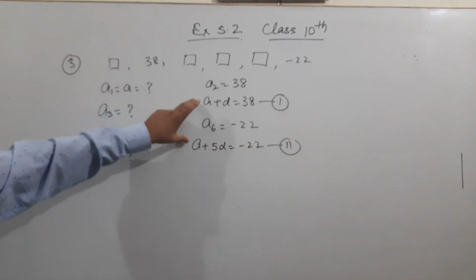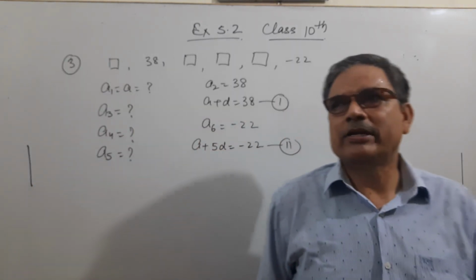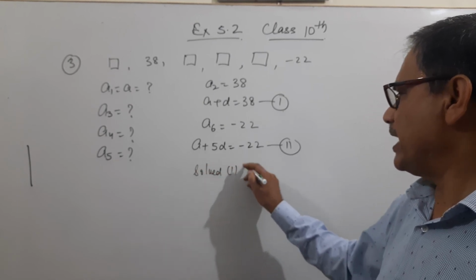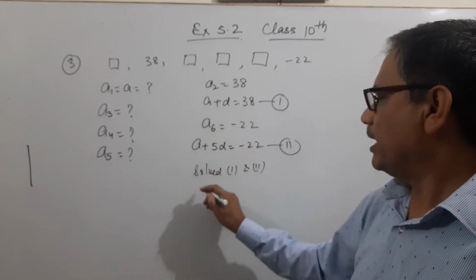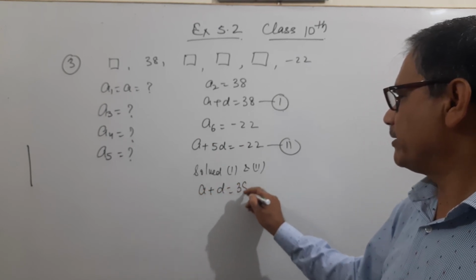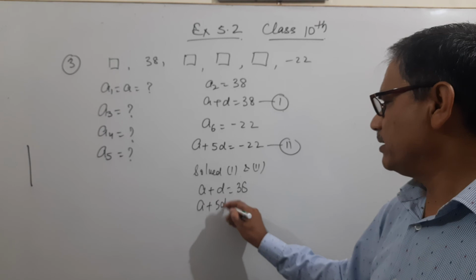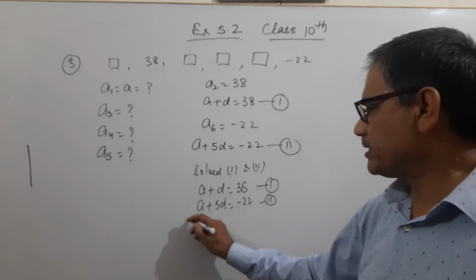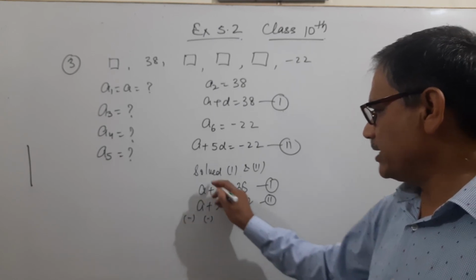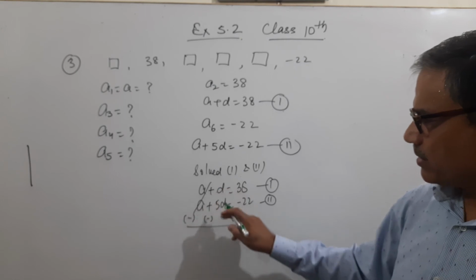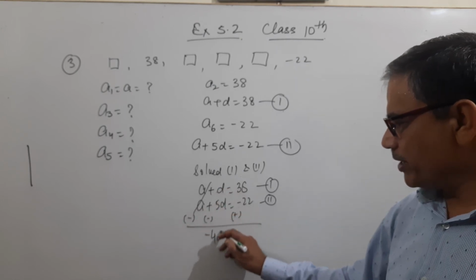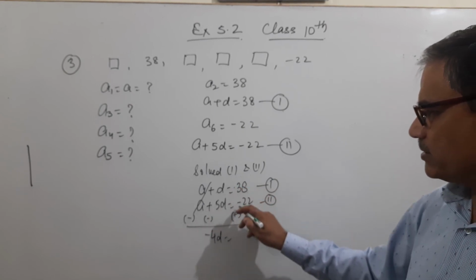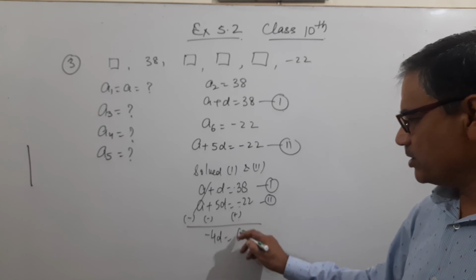And now we will solve first and second by the elimination method. What is first? A plus D is equal to 38. Second is A plus 5D is equal to minus 22. Change the sign and cut A. D minus 5D is minus 4D, is equal to 38 minus of minus 22, that is 38 plus 22, both are plus. It will be 60.